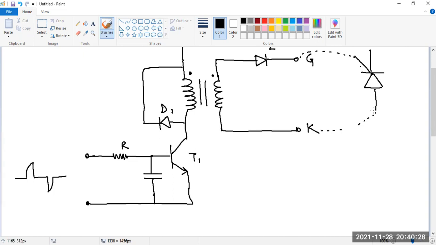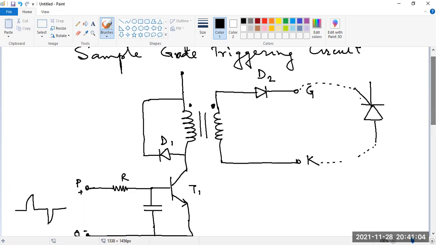So this is a sample triggering circuit for a thyristor. The operation is very simple. If we apply some pulse train at this terminal, let us take some PQ terminals, suppose it is positive for the positive going pulse, then T1 will be turned on.